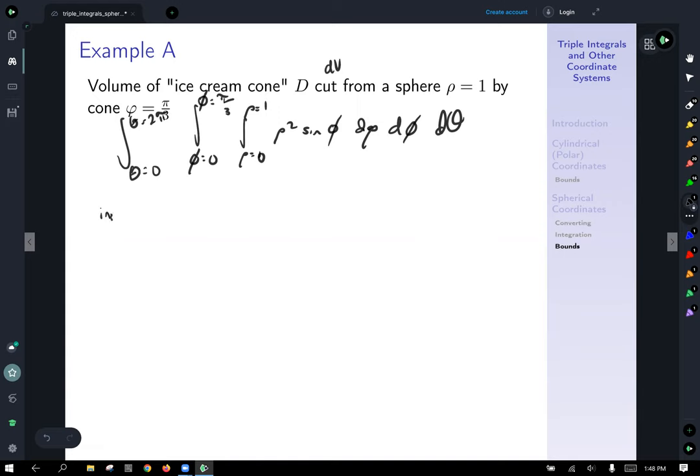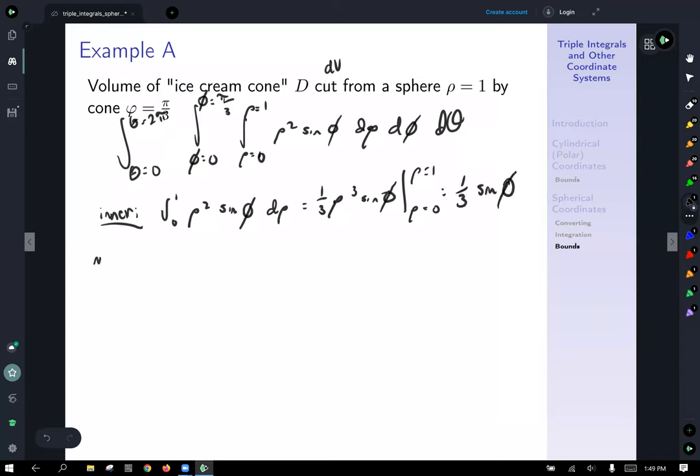So let's do this integral. Our innermost integral is going to be the integral from 0 to 1 of rho squared sine of phi d rho. Sine of phi is going to be treated like a constant. So this is going to give us 1/3 rho to the third power sine of phi. If you prefer, you can pull that sine of phi out in front of the integral and worry about it later in the next integral, but I like to bring it along for the ride. When we evaluate this from rho equals 0 to rho equals 1, the 0 is going to take care of everything, it's not going to contribute anything there. We're going to be left with 1/3 sine of phi as the integrand for our middle, or phi, integral, if you will.